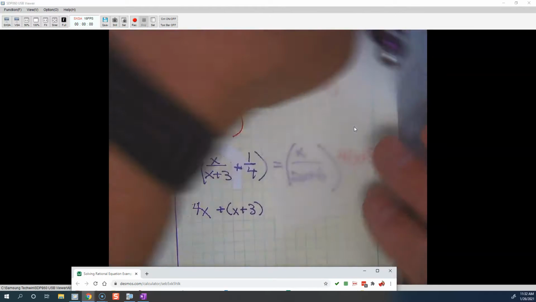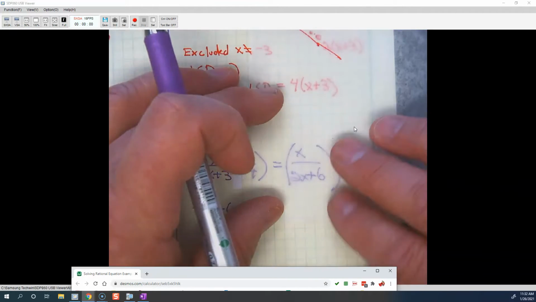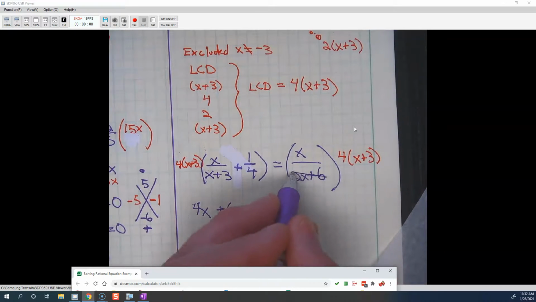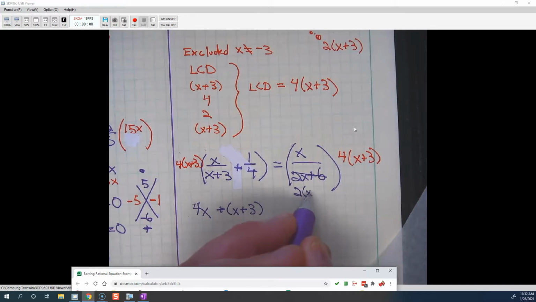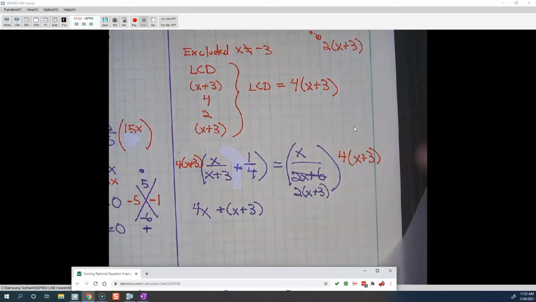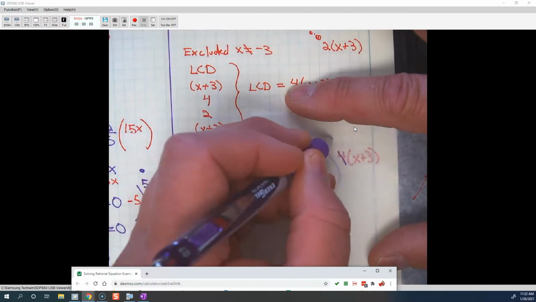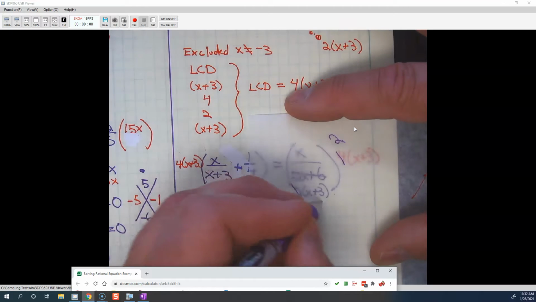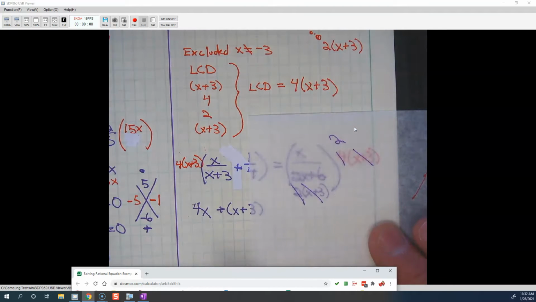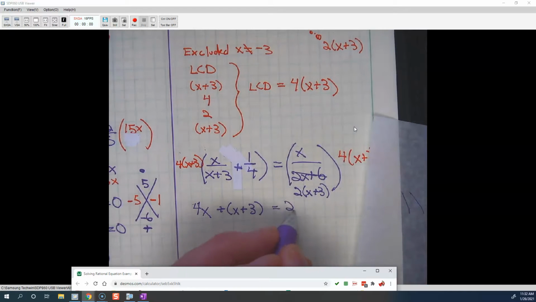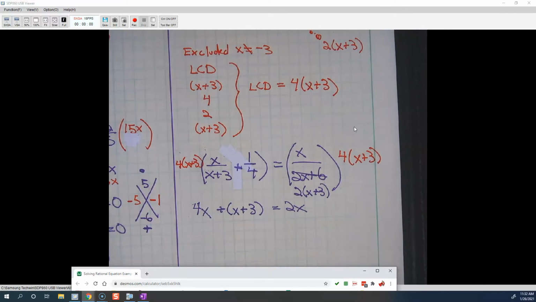Okay, and now over here, remember this 2x plus 6, this is really 2 times x plus 3. Okay, so the 2 is going to go in the 4 twice, and the x plus 3's are going to cancel. So over on this one, I'm just left with 2x. Okay, so here I'm going to get 5x.